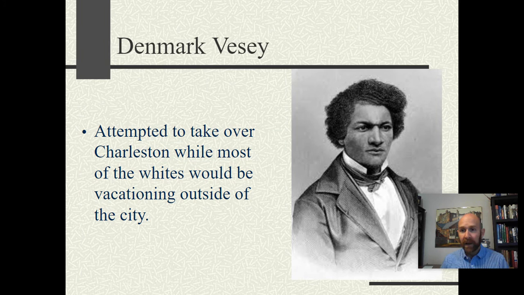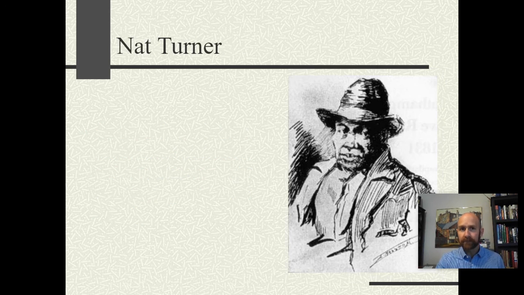This won't happen because a slave will find out about this and will tell the authorities that the rebellion is being planned. The leaders will be captured and hung, and Denmark Vesey will be hung with the other leaders. So this very famous plan doesn't come to fruition, and essentially gets put down right away.